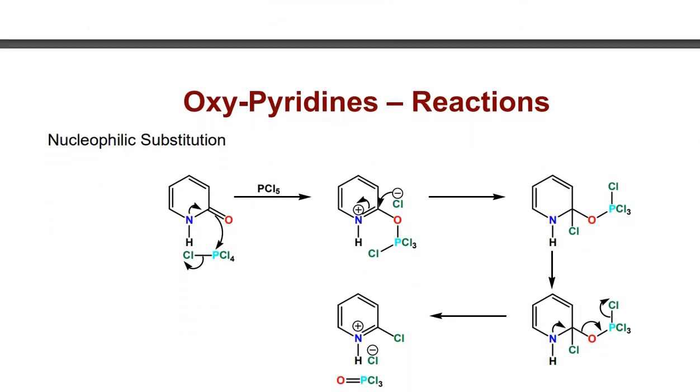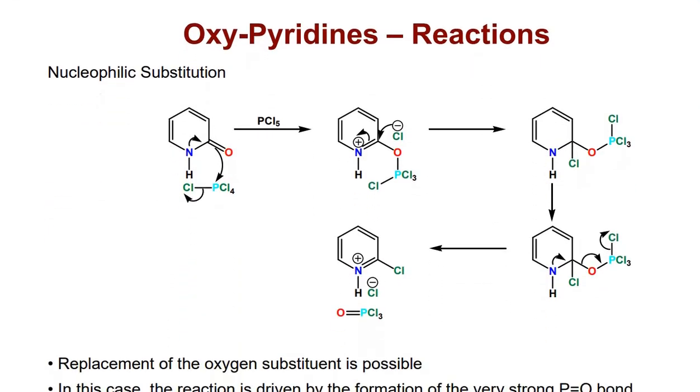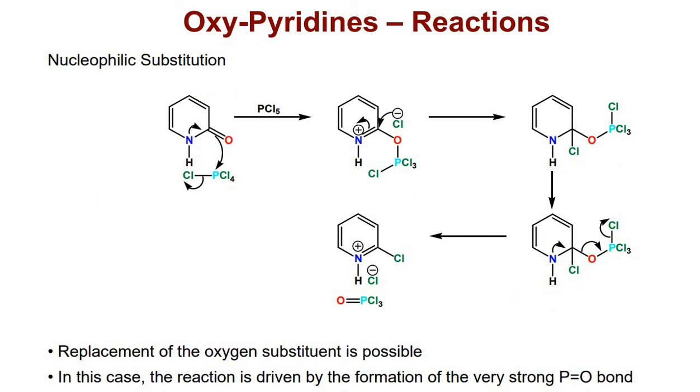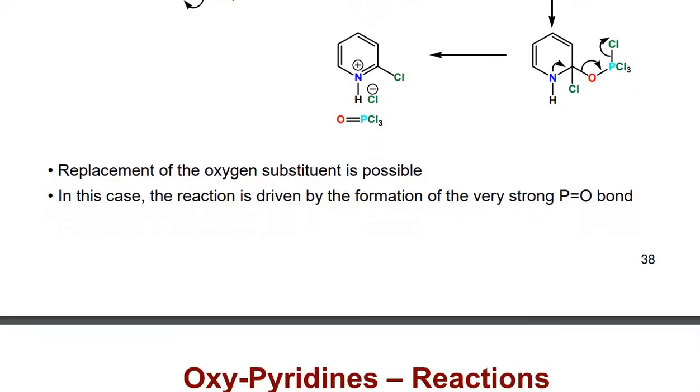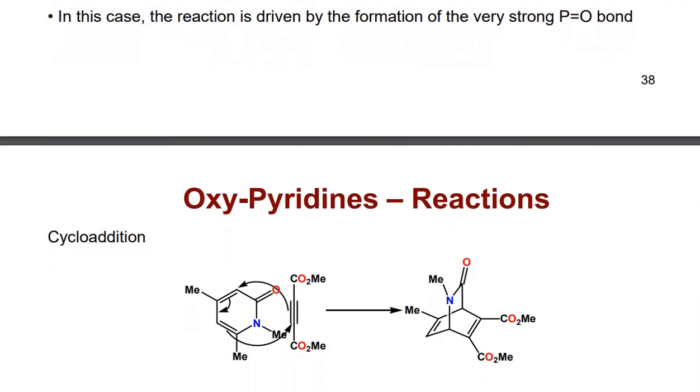So look at here nucleophilic substitutions with PCl5 with different states, how the chlorine phosphorus bond will form, and then breaking of the carbon oxygen bond, and then you can see the structure of the pyridinium salt. Replacement of oxygen substituent is possible. In this case, the reaction is driven by the formation of the very strong phosphorus oxygen bond.